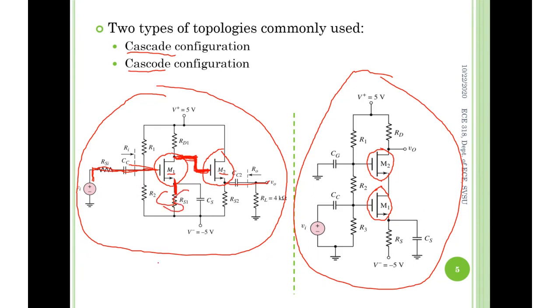For the same reason, the second, M2, is what? Common drain. What is that? Input this time is gate, and output is source, as we have identified. So it's a common drain. The common drain is also called SF. What does SF mean? S is source, F means follower. Source follower. It's also called that way.